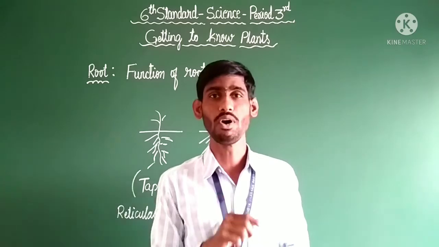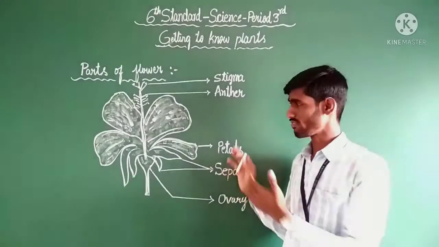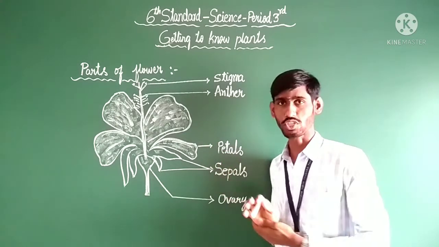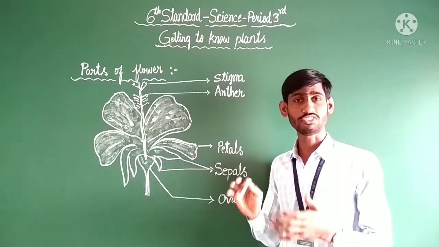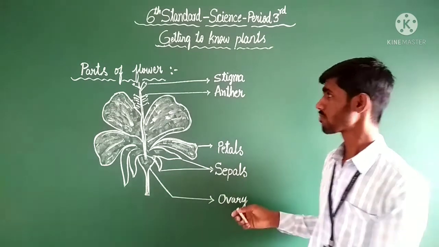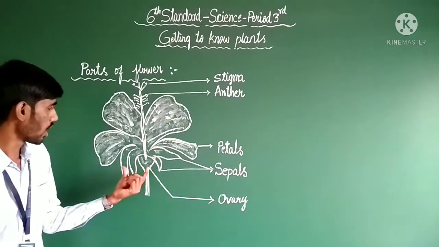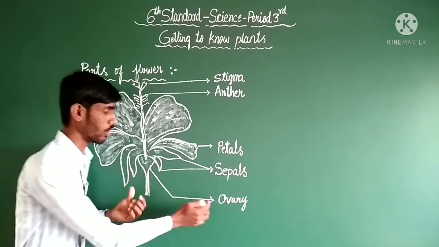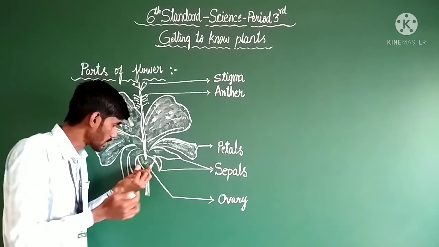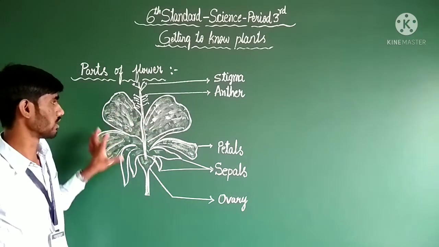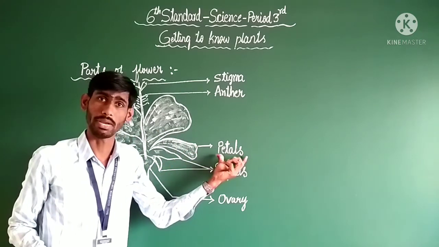We will study about flower. The picture is represented by hibiscus. Okay, the name of the picture is hibiscus. Each flower has specific parts. Dear children, observe here. This is the outermost green colored part in the given flower. We call it sepals. This part we call the ovary, and these two colored parts we call petals.